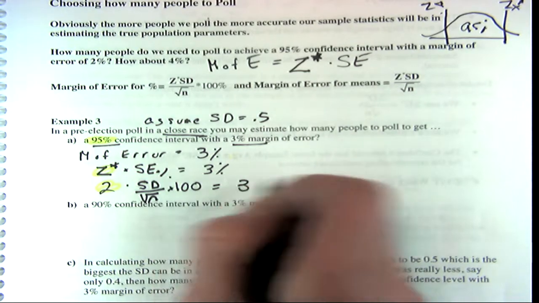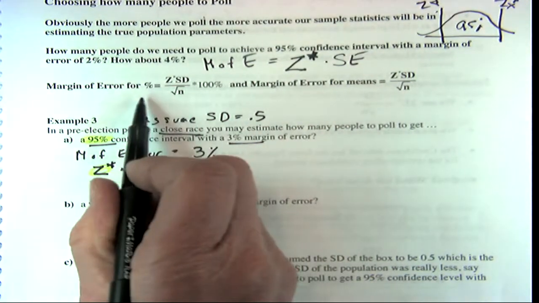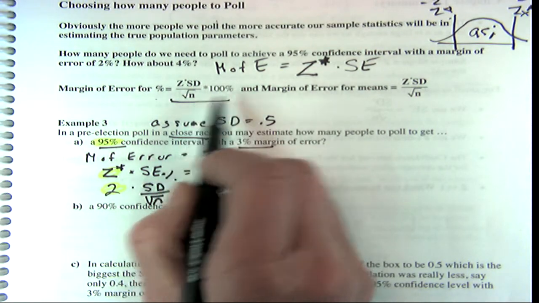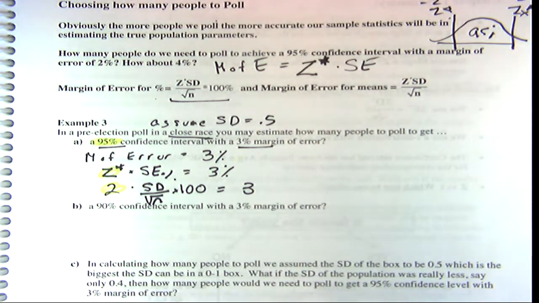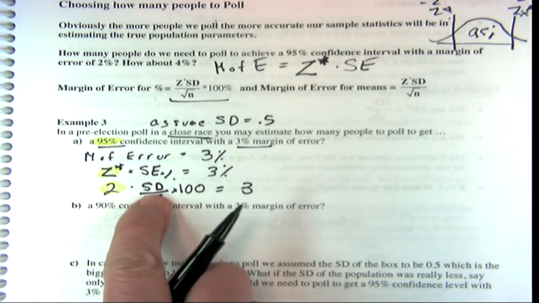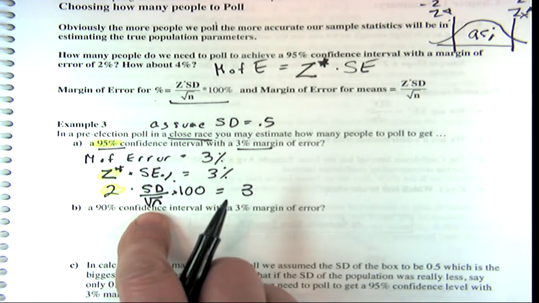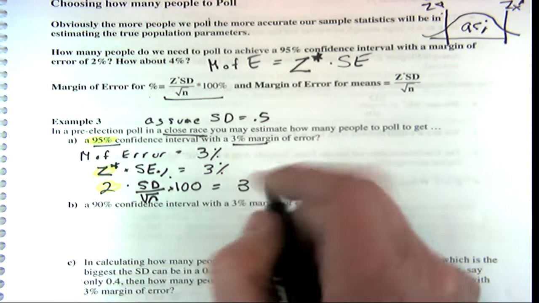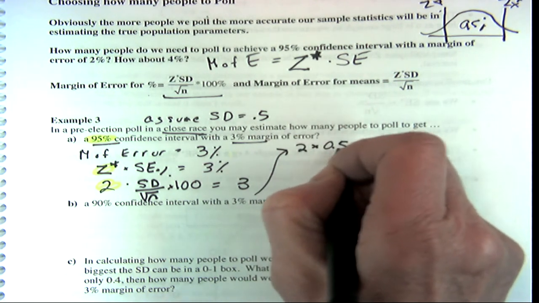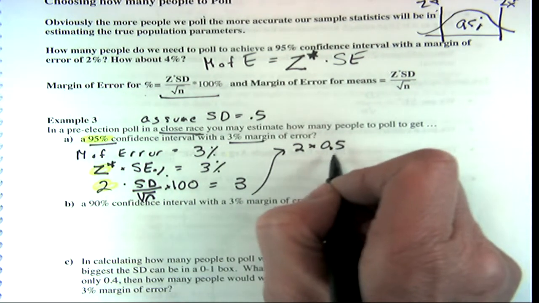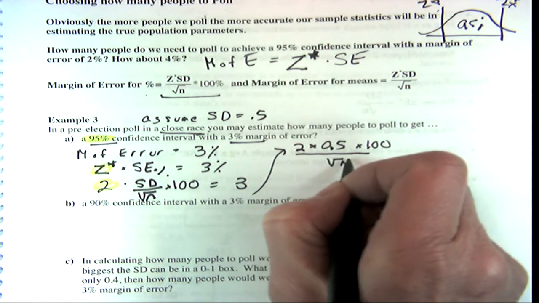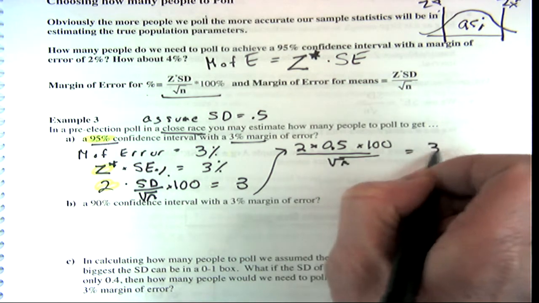Okay? So that's this formula right here. Z times SD over square root of n times 100. That's what we're using. Okay. And now all we have to do is plug in what we have for SD. We say it's 0.5, and then solve for the square root of n. All right, so we'll go. So we have 2 times 0.5, that's from right there, times 100 over the square root of n equals 3.